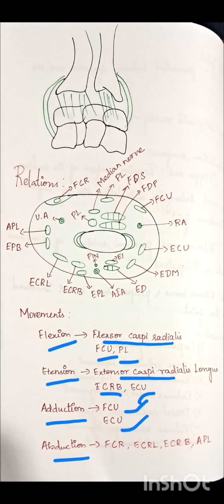Coming to abduction, it is towards the lateral side. So radial muscles are involved. In this sense, flexor carpi radialis, extensor carpi radialis longus, extensor carpi radialis brevis, and abductor pollicis longus. So these are the muscles involved in it.